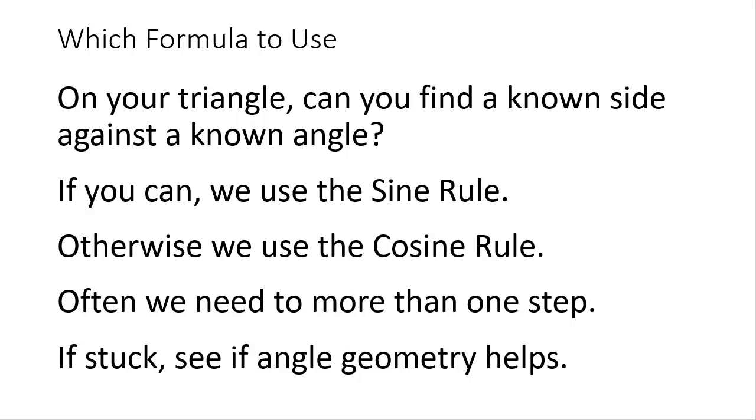So this is the core of being able to do trig. Can you find a known angle side pair? If you can, use the sine rule. If you can't, you use the cosine rule. Don't worry that you can't solve it in one go. It's often more than one step. And don't forget your angle geometry for triangles and angles on a line.